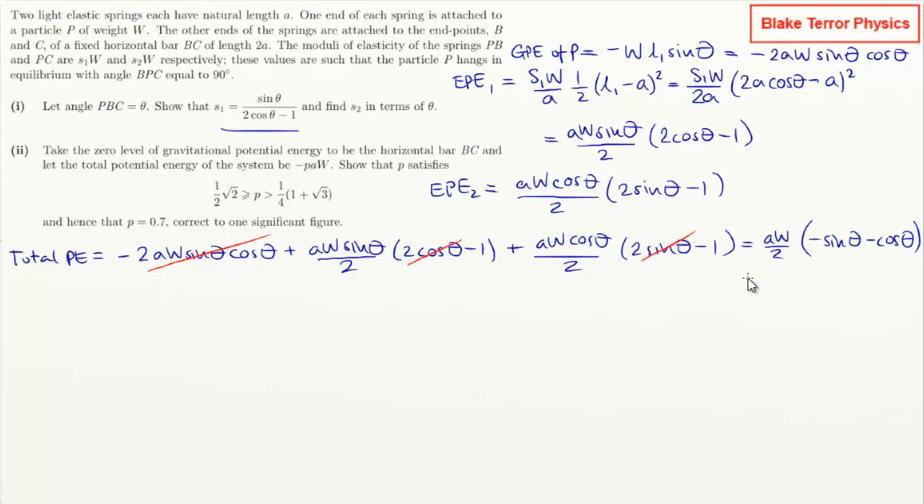So if that's minus PAW, then P is going to be equal to a half times sine theta plus cos theta. Right, well, that dropped out okay. And I need to show then that P is sitting between these values. So a root 2 over 2, and that's its maximum value. That would be when theta is 45 degrees. That would give me 2 lots of root 2 over 2, and then I'm halving that.